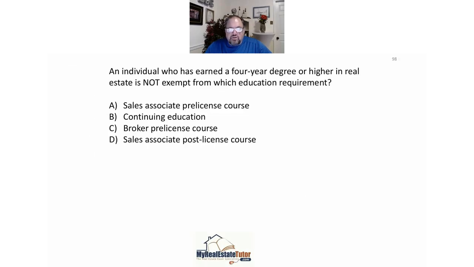All right. Any individual who has earned a 4-year degree or higher in real estate is not exempt from which education requirement? You remember, if you go back into the licensing law, 475, licensing law requirements of licensure. Getting a license is what I'm talking about. You've got an exemption of a 4-year degree or higher. But what they're saying is, if someone has a 4-year degree or higher, they're not exempt from which education below? Which one do you think it would be?